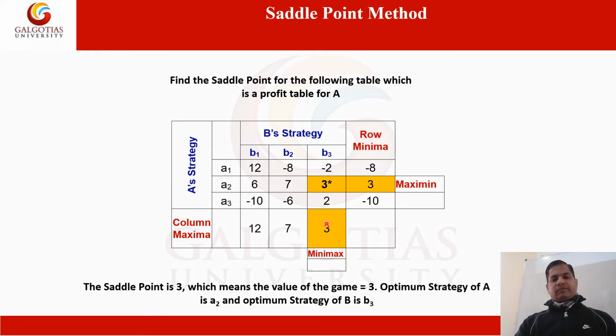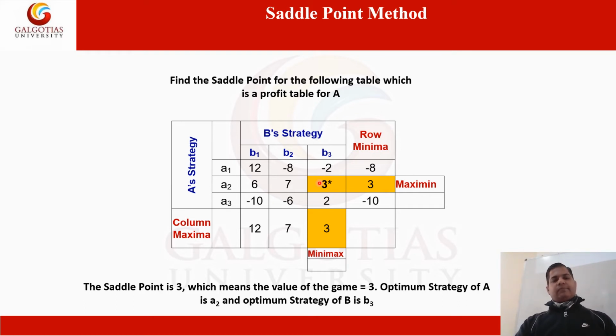Out of the maximum, we have to find out the minimum values, that is the minimax value. Since it is said that if the maximin and the minimax values are the same, then the saddle point is there. So this 3 is the saddle point of the given problem. This saddle point is also known as the value of the game.